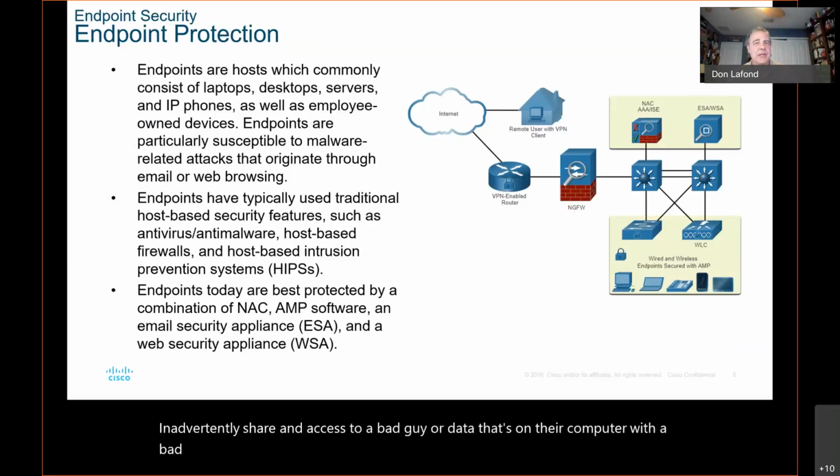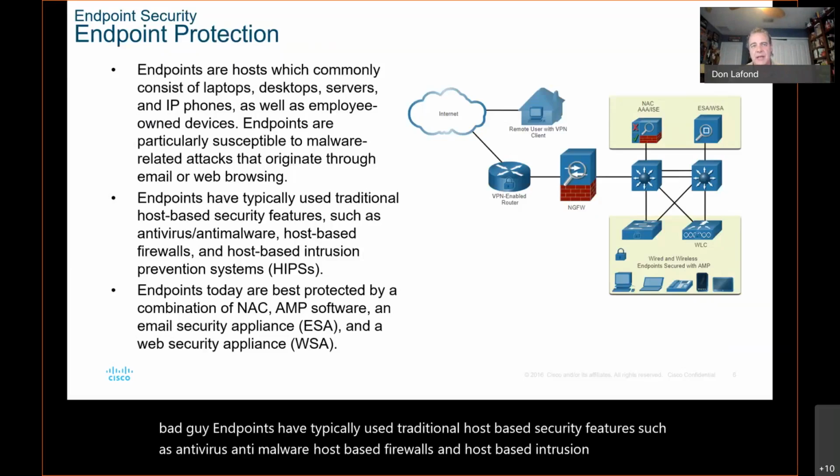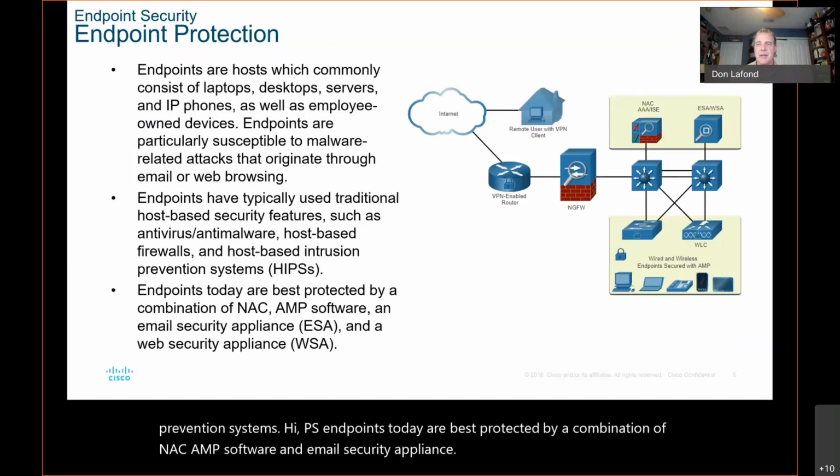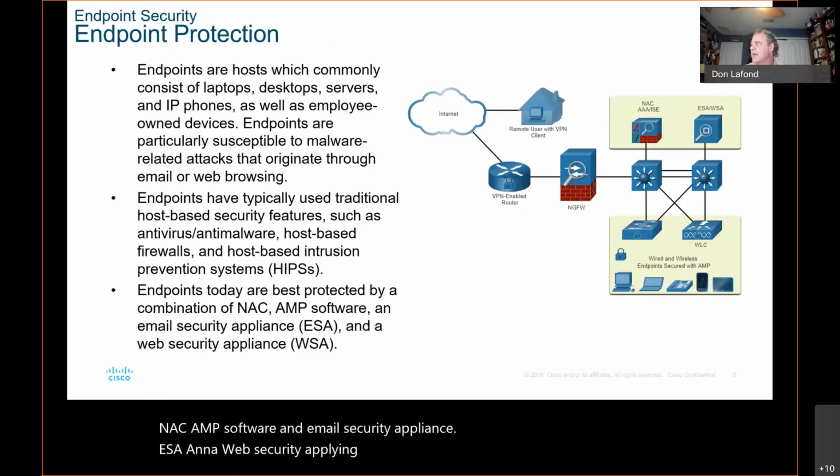Endpoints have typically used traditional host-based security features such as antivirus, anti-malware, host-based firewalls, and host-based intrusion prevention systems, HIPS. Endpoints today are best protected by a combination of NAC, AMP software, an email security appliance, ESA, and a web security appliance, WSA.